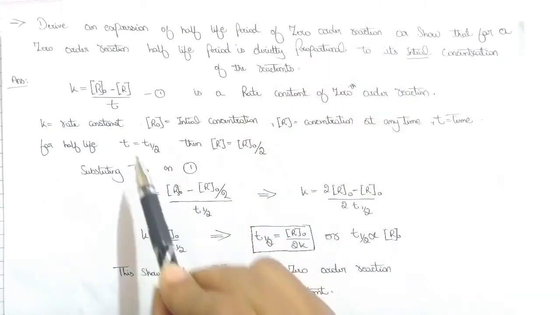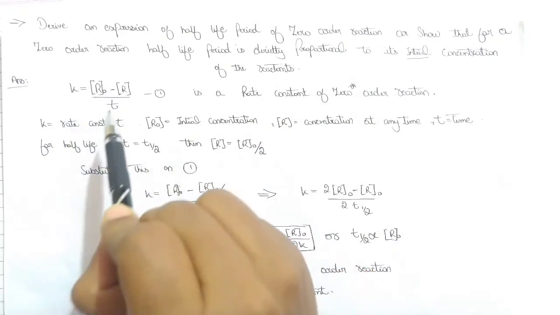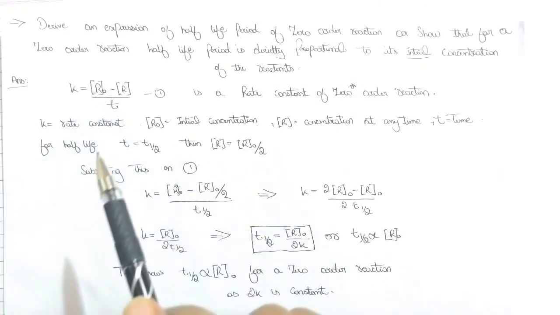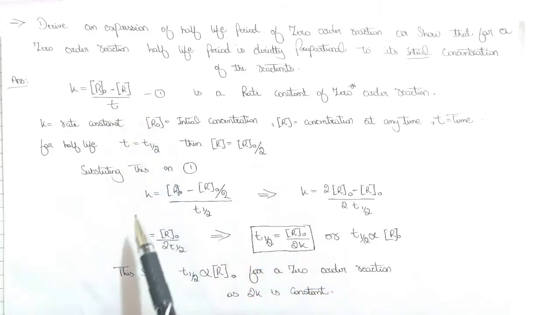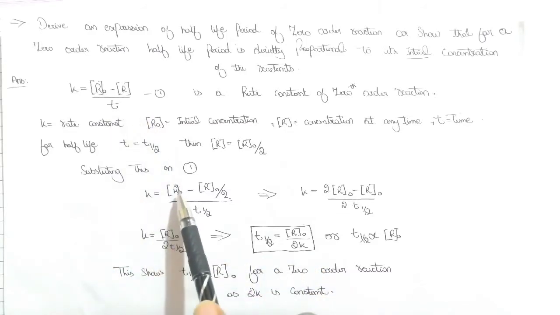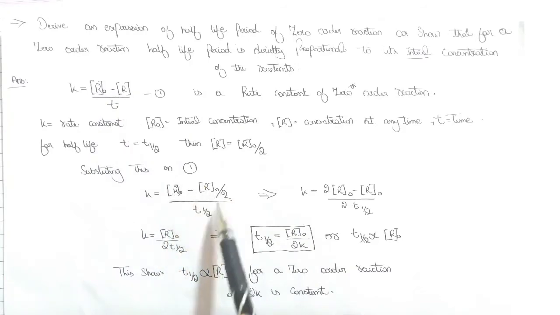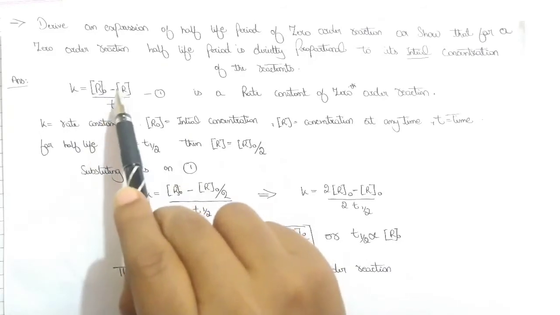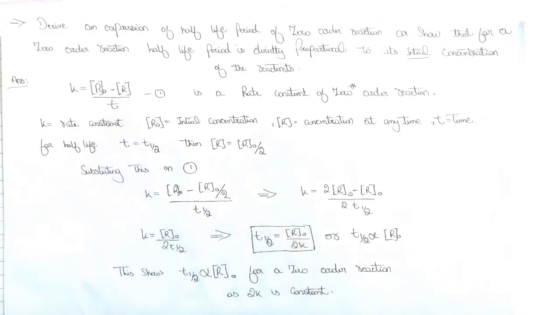Now substituting these two in equation 1, that is the integrated rate equation, we will get k is equal to R naught. There is no change in this term. R naught, the initial concentration, minus half of the initial concentration. We substituted the reactant concentration with half of the initial reactant concentration, over t half.